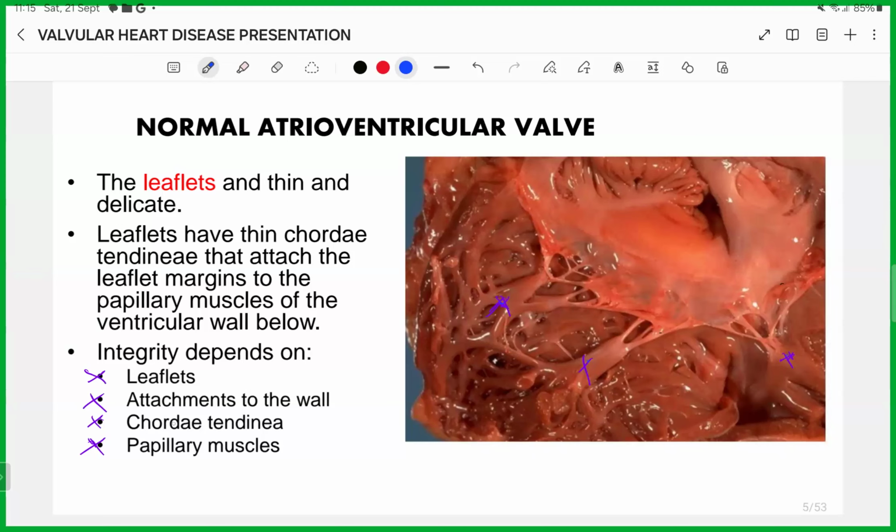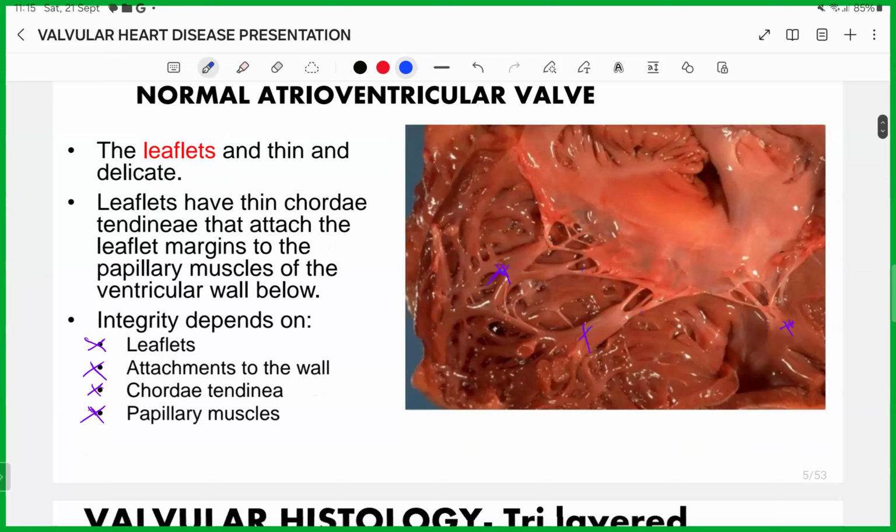And then you have the chordae tendineae, which are these string-like structures that you can see, and papillary muscles. So whenever any of these subvalvular apparatus is also affected, the integrity of this valve is also compromised. So that is the gross anatomy.